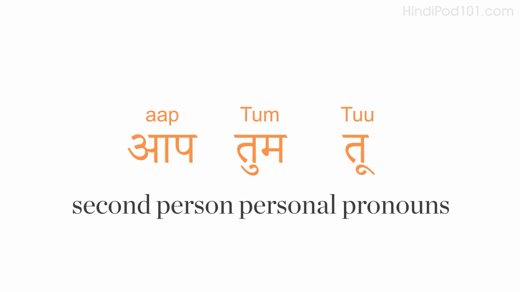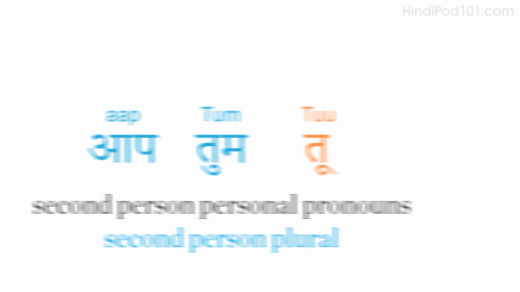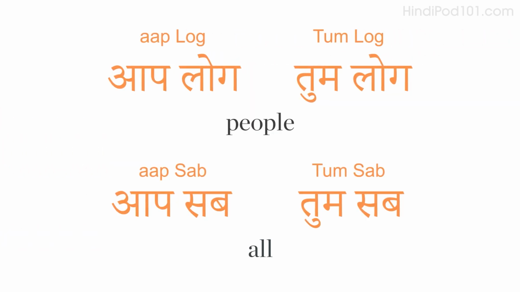The interesting thing is that you can use tum and aap as the second person plural too. But generally, a word like all or people is added to tum and aap to make the second person plural. So, you could say tum log or aap log, where log means people. Or you could say tum sab or aap sab, where sab means all. Good. So we learned 2 more words here, for people and all. Yes, log means people and sab means all.